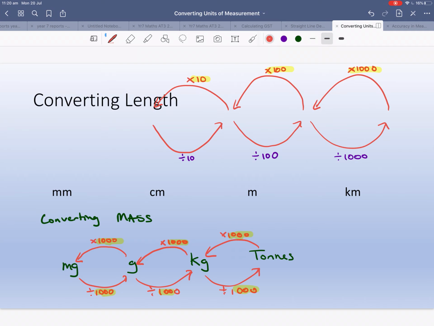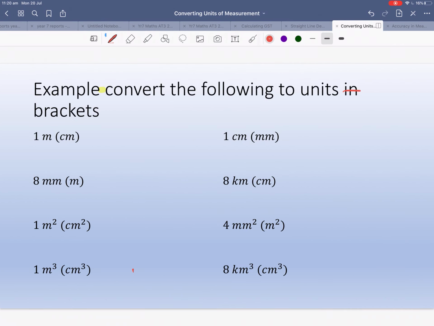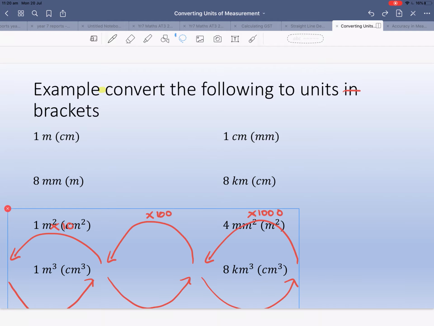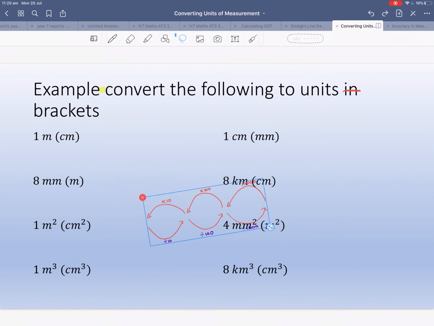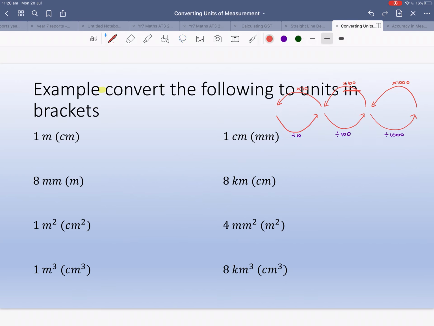I'm going to paste this on so we can see it. Let's put it here. And I'm just going to remind you what they all are. This is millimeters, this is centimeters, this is meters, and this is kilometers. Okay? So to go from 1 meter to a centimeter, I have to go here.